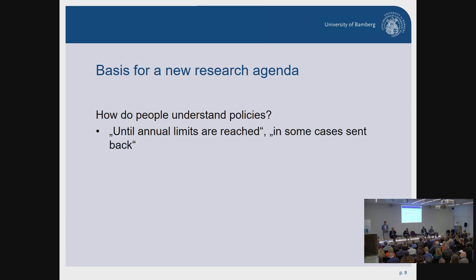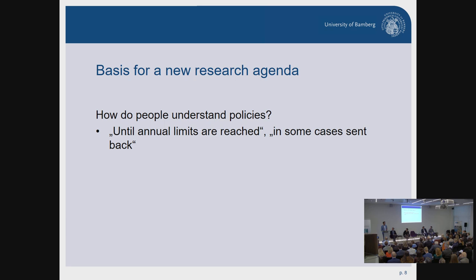Maybe that's also some kind of a criticism, or something that can be done differently in the future. The problem of policies, of course, is they are often formulated in a rather abstract way, and that's also how it is done in this questionnaire. The question is always, how do people actually concretely understand these policies? So if we use terms like until annual limits are reached, as you have also done in the survey, or in some cases they are sent back, what does that really mean? What do people understand by that?